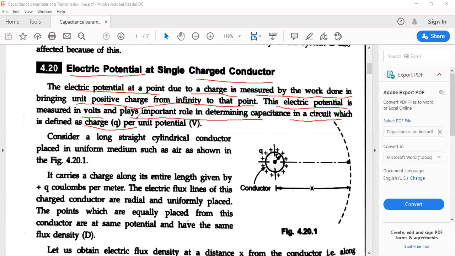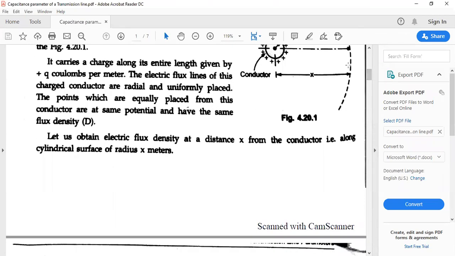Moving on, let me take a long straight cylindrical conductor placed in a uniform medium, air. Why air? Let me take epsilon r equal to 1, that is the relative permittivity of the medium being considered. Next, it carries a positive charge along the entire line length, that is plus q coulombs per meter.